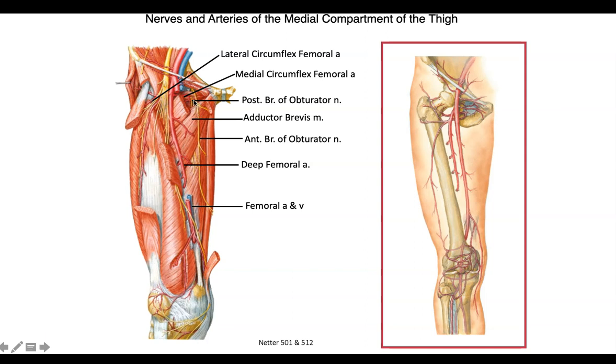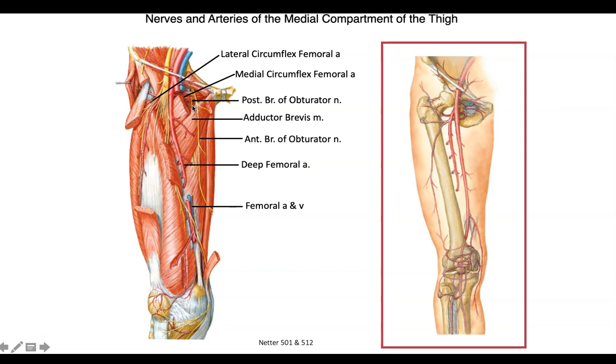Anterior to the adductor brevis muscle, you will see the anterior branch of the obturator nerve descends anteriorly. And the posterior branch of the obturator nerve descends posterior to the adductor brevis. You can see this is the inferior border of the adductor brevis muscle, and here is the adductor magnus. So the posterior branch comes out through the inferior border. The anterior and posterior branches supply all the muscles of the medial compartment of the thigh, including the pectineus muscle.